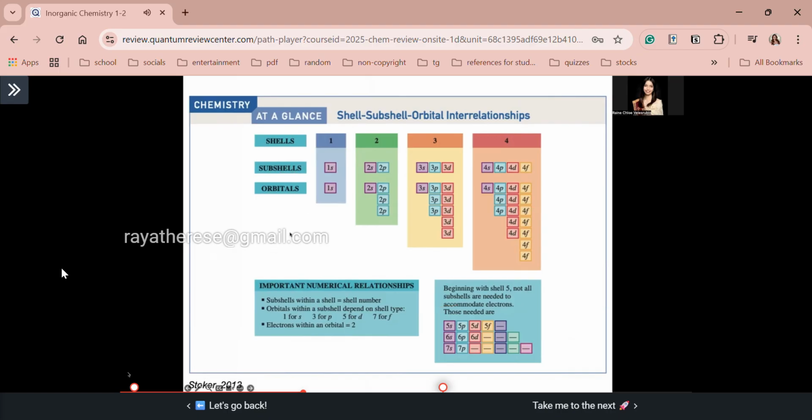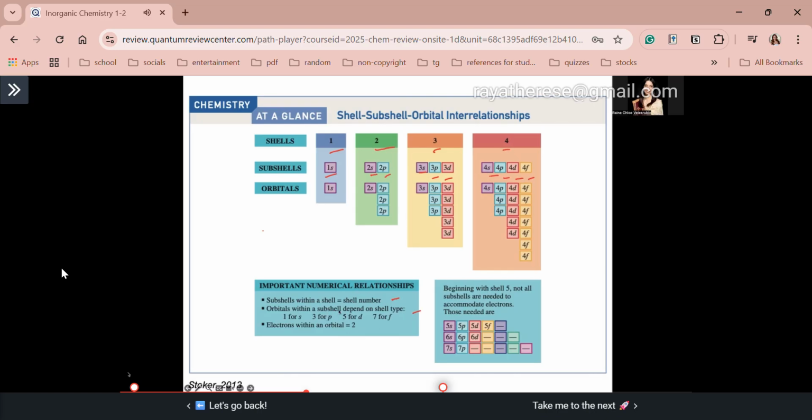Now, this figure summarizes the relationships between the shells for n, subshells for L, and orbitals. So guys, here's a technique. The number of present subshells within a shell is just equal to the shell number. For example, for n is equal to 1, the only possible subshell is s. Isa lang. For n is equal to 2, there are two possible subshells, s and p. For n is equal to 3, there are three possible subshells, s, p, and d. For n is equal to 4, there are four possible subshells, s, p, d, and f.